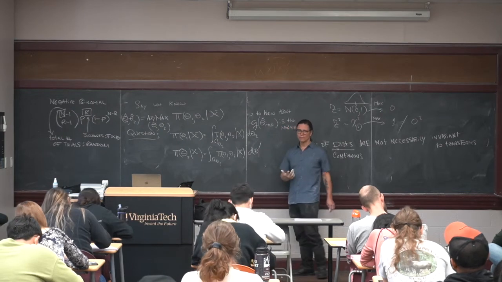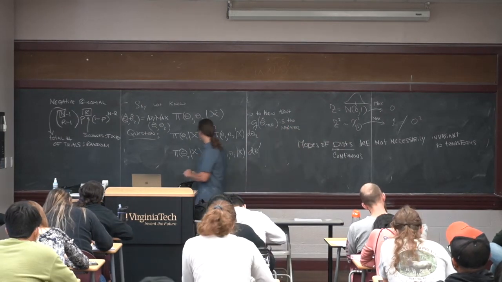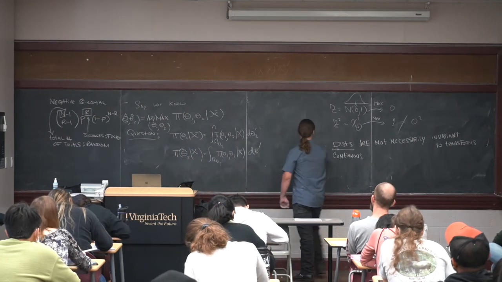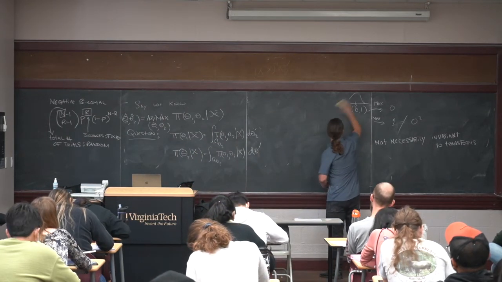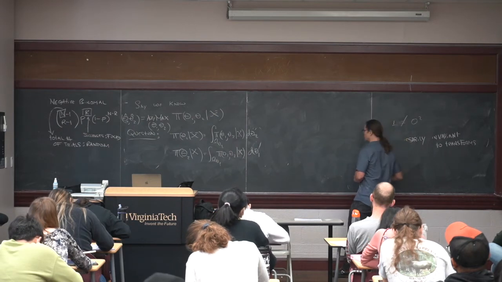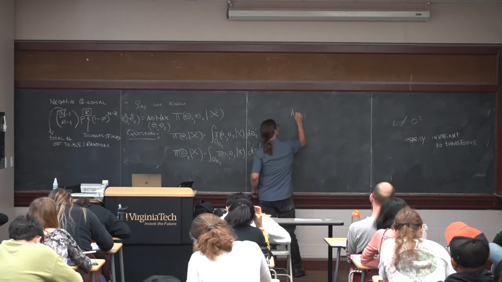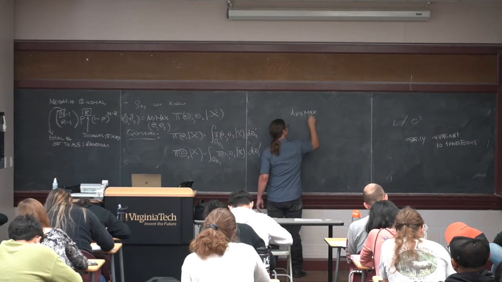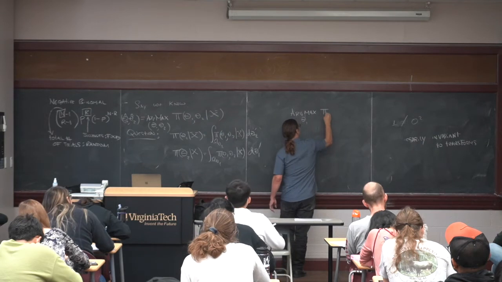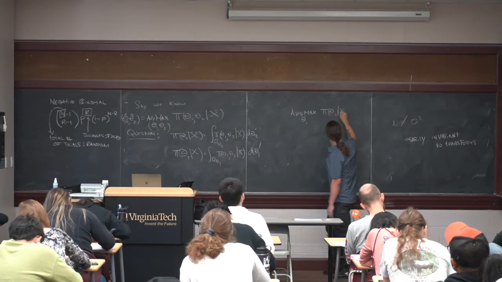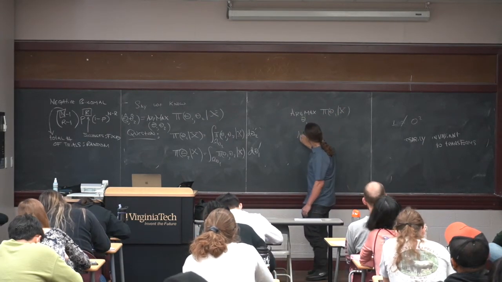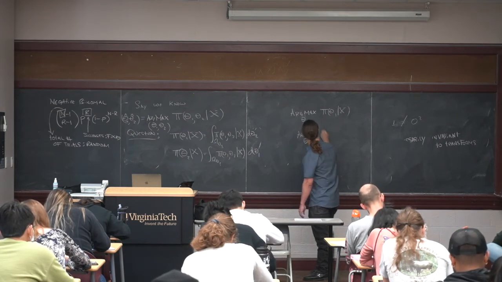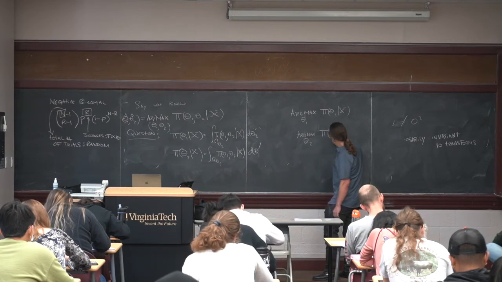So I had the margins. If I maximize these things, arg max theta 1 on theta 1's margin and arg max theta 2 on theta 2's margin.